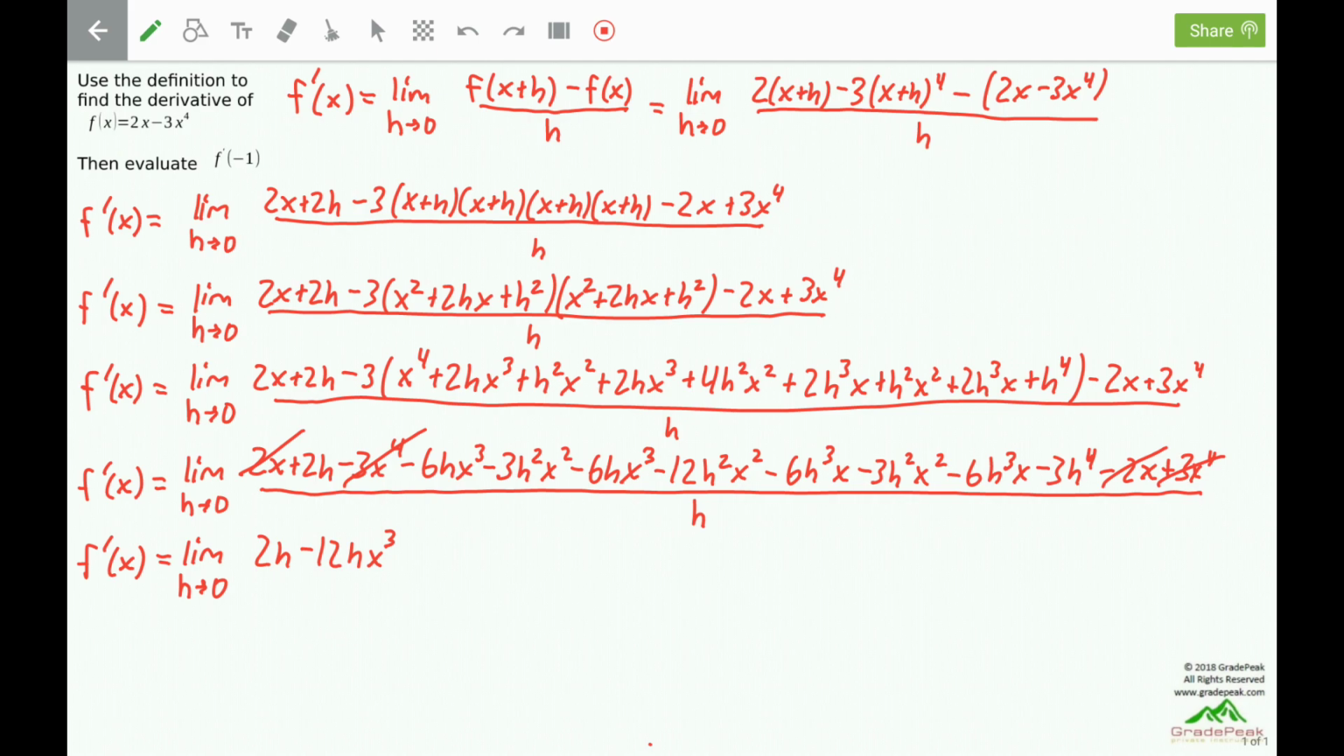H squared x squared, I actually have three of them, it looks like. I have here, here, and here. Let's combine all three of those together. Negative 3, negative 12, which is negative 15, and then yet negative 3 again, which is negative 18 h squared x squared.